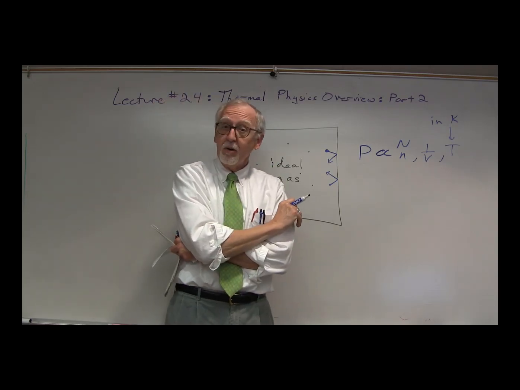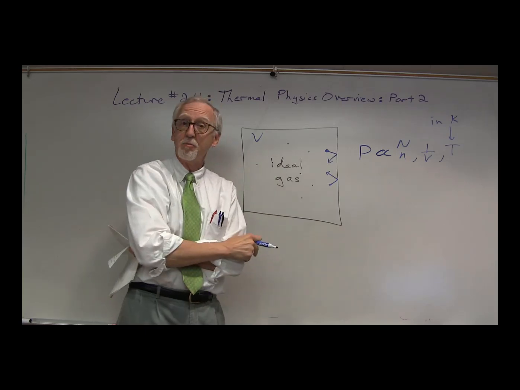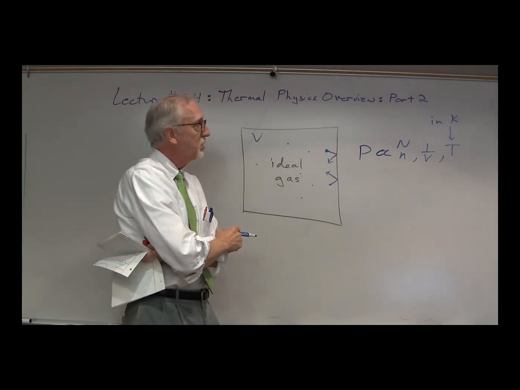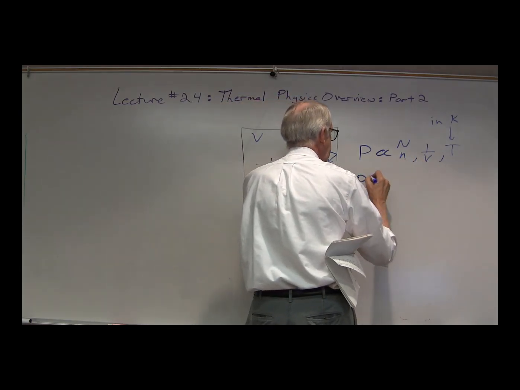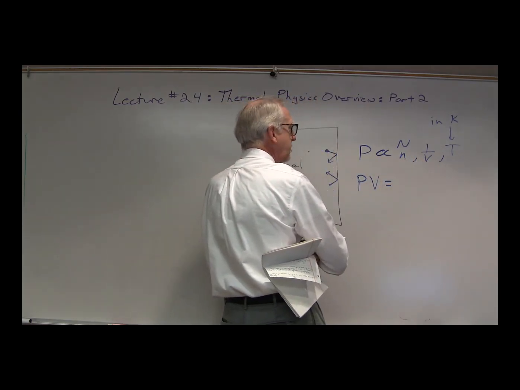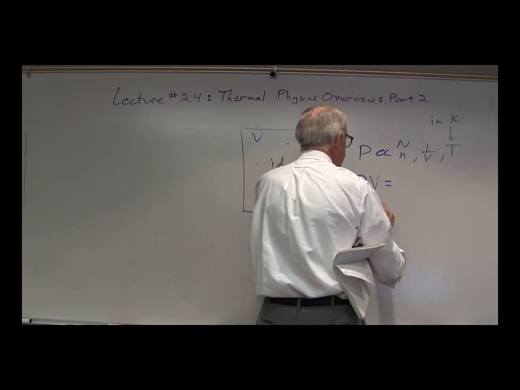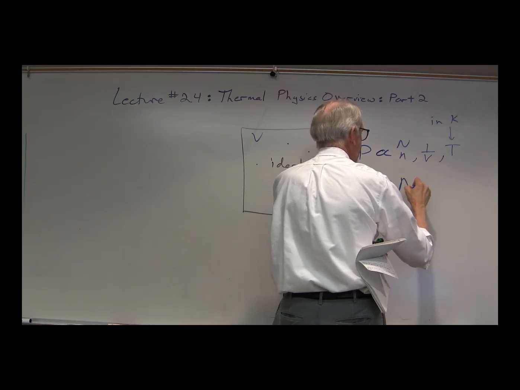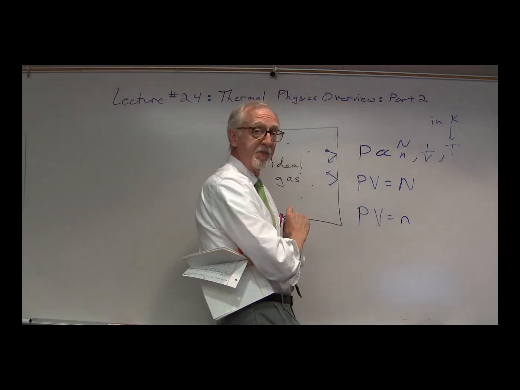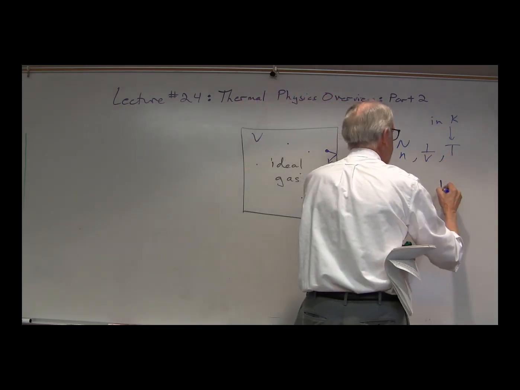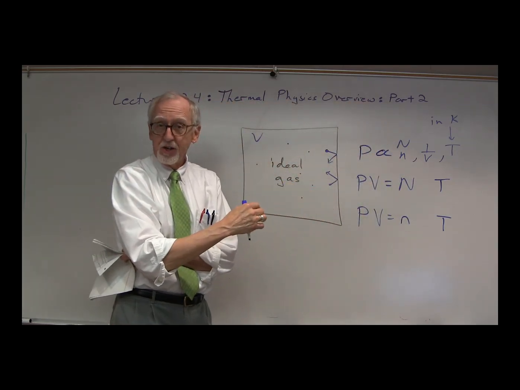Well, it turns out that that's pretty much it in terms of properties of the gas. And we can write this as an equality. We'll bring the V over here, and we'll write this as P times V equals the number of particles or the number of moles. So we'll actually have two forms of this. We can write this either in terms of the number of particles, or in terms of the number of moles, and then times the temperature. And then we need to put in a constant of proportionality.